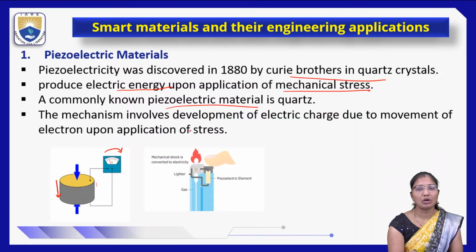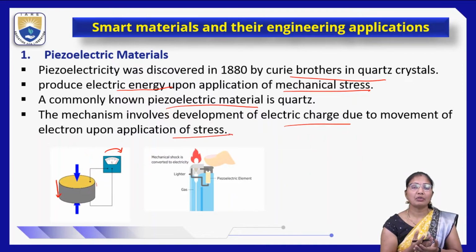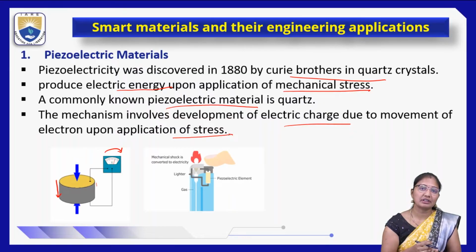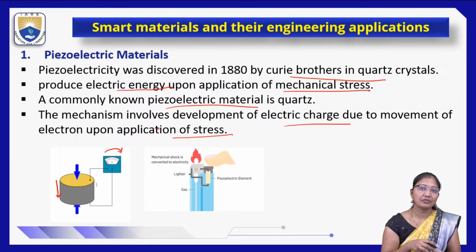The mechanism involves the development of electric charge due to the movement of electrons on application of stress. When mechanical strength is applied on the substance, the movement of electrons causes the electric charge. This is the mechanism involved. So the electric charge is developed due to the movement of these electrons upon the action of the strength.